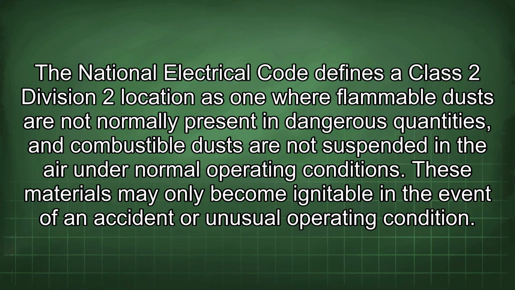The National Electrical Code defines a Class 2 Division 2 location as one where flammable dusts are not normally present in dangerous quantities, and combustible dusts are not suspended in the air under normal operating conditions. These materials may only become ignitable in the event of an accident or unusual operating condition.